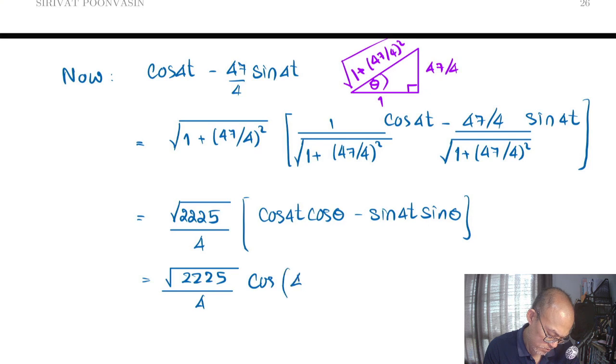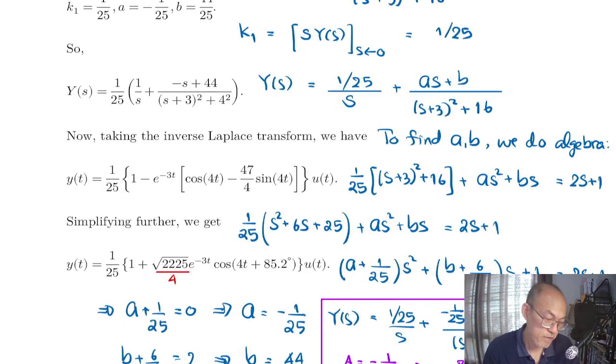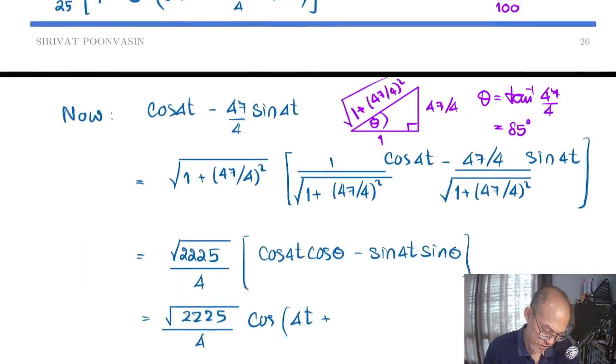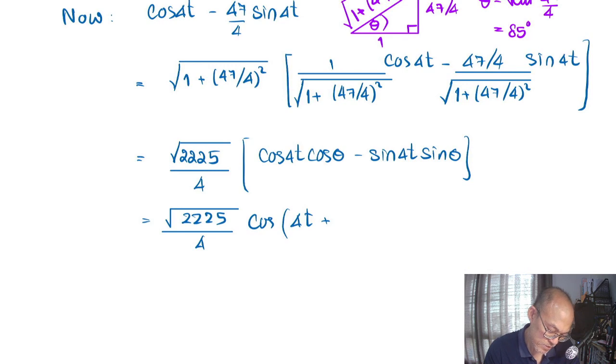cosine of 4t. Now, what is theta? Theta is arctangent of 47 over 4. That's 85 degrees, 85.2 something. So 85 degrees.